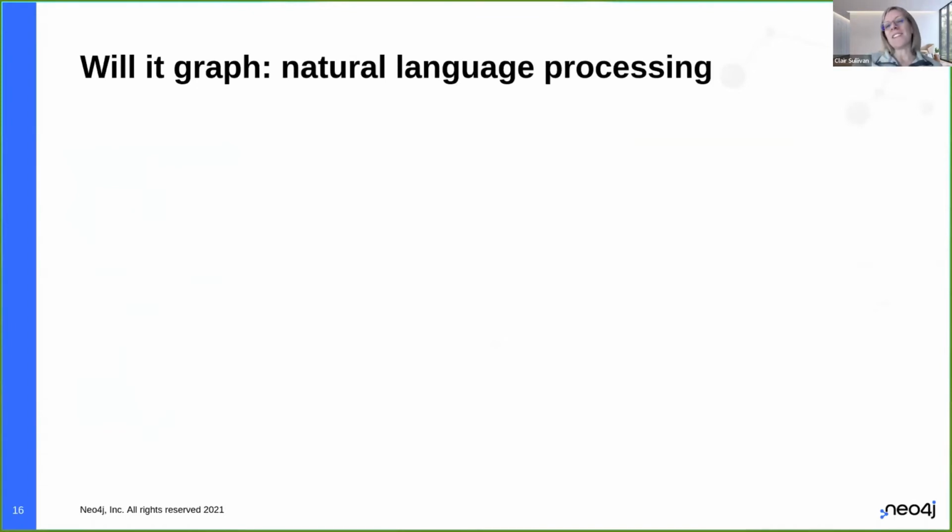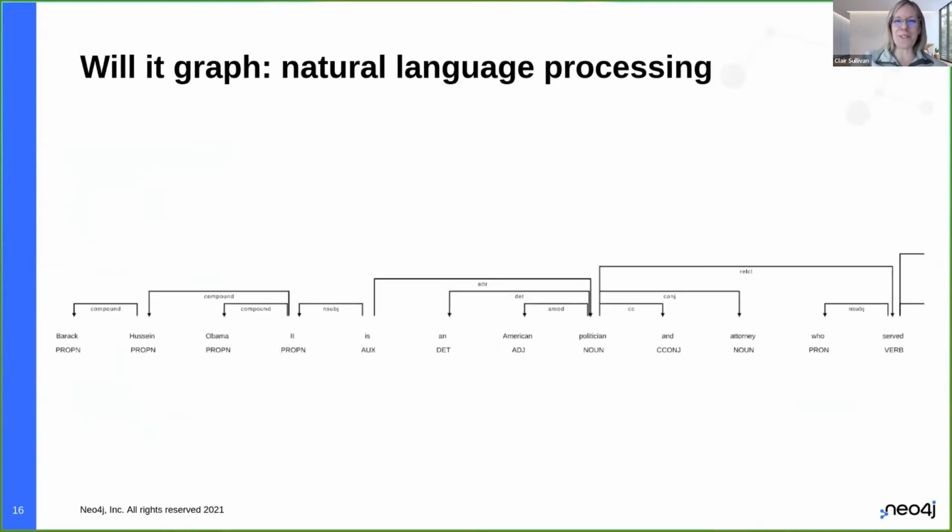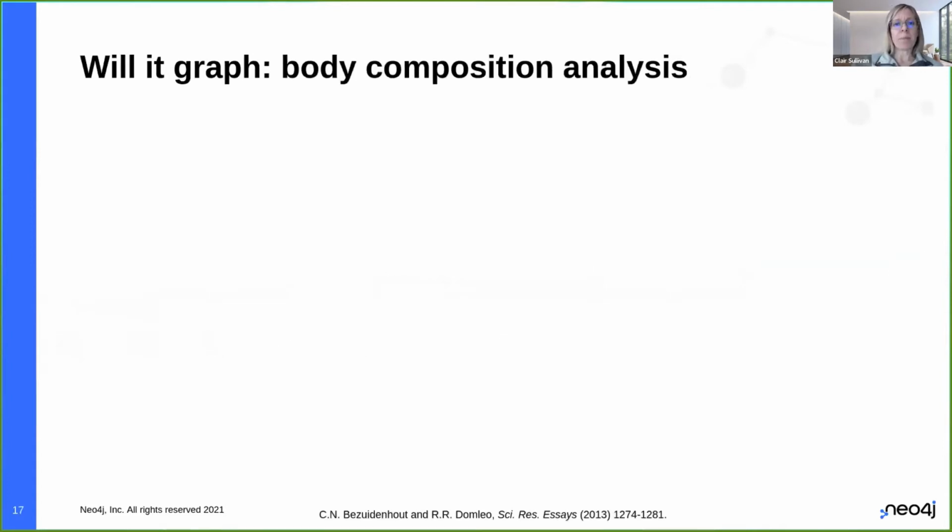Natural language processing. This is actually one that I find really kind of fun to think about. Of course, it will graph because everything else in these examples does. But if you think about it, words in a sentence are just nodes, and they have relationships to other nodes. Like I'm showing here, I have verbs and they have relationships with nouns, and nouns have relationships with adjectives, and I can draw those as words that are connected through arrows to other words. So yeah, NLP, very fun graph problem.